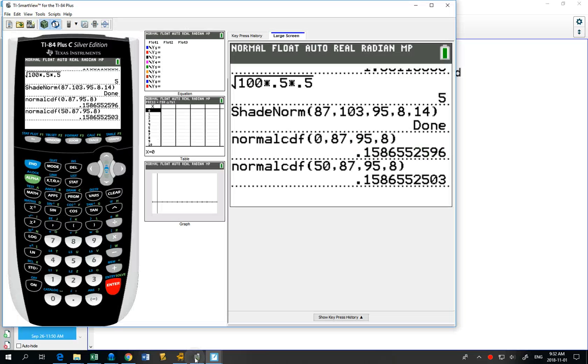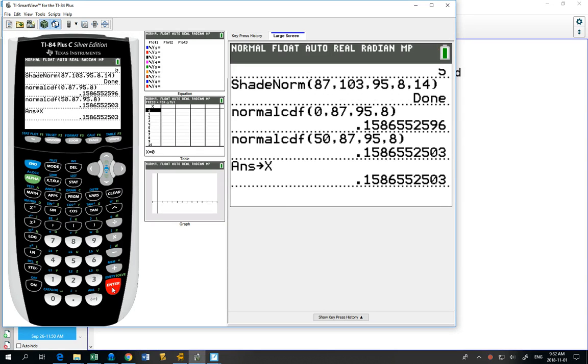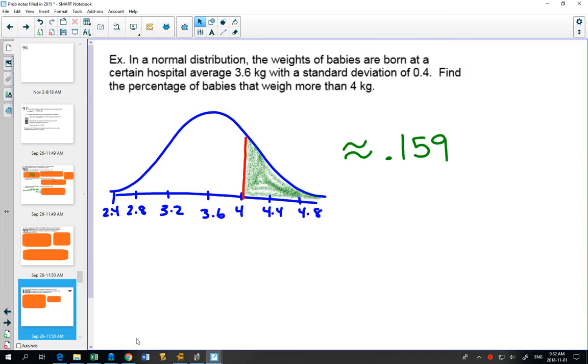I'm going to actually calculate in my calculator to get all the decimal places. Oh, I think it's going to be identical to that one. Is it? Yeah? Okay, I'm going to store that as x. What happens in these questions is sometimes you're going to get binomial distribution and normal distribution combined. So part A of the question is like this. This is at a hospital, this is the mean, this is the standard deviation. What are the chances that you get a baby that weighs more than 4 kilograms? 16% chance. Okay?